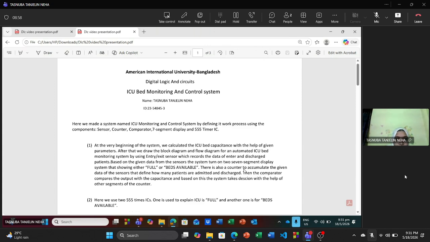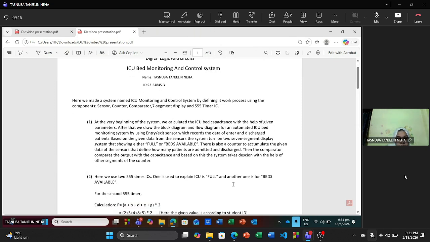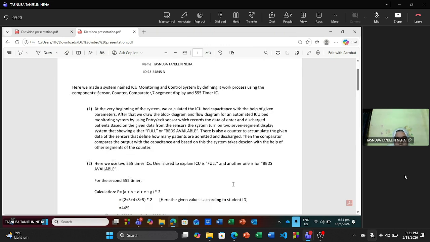Today I am presenting my assignment of digital logic and circuits. Here we made a system called the ICU bed monitoring and control system, defining its work process using the components sensor, counter, comparator, 7-segment display and 555 timer IC. At the very beginning of the system, we calculated the ICU bed capacitance with the help of given parameters.